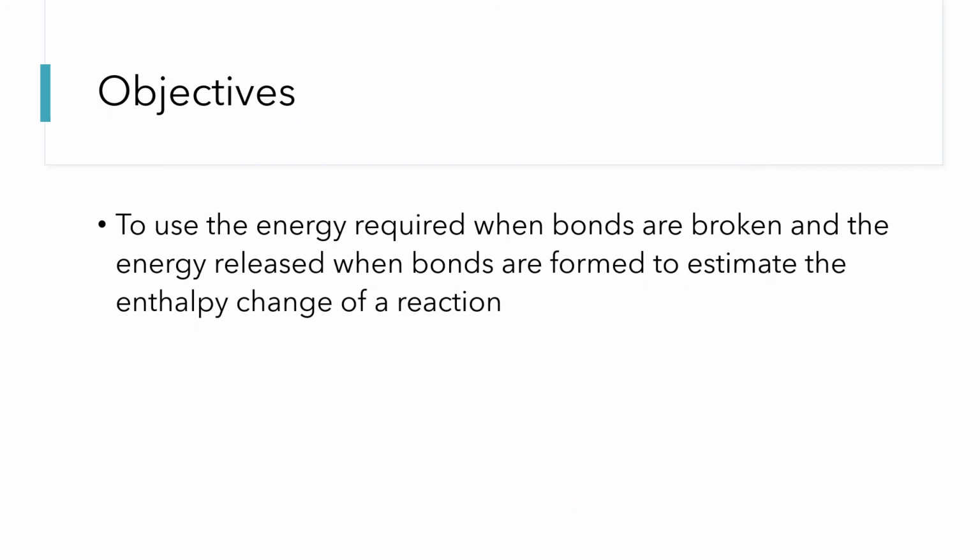So our objective was to try to estimate delta H of a reaction by using bond enthalpies. We were basing this on the idea that it is endothermic when you break bonds, and it is exothermic when you make bonds. And so if you can account for all of the bonds that are broken and all of the bonds that are made in the course of a chemical reaction, you can come up with a pretty good estimate for delta H of a reaction.